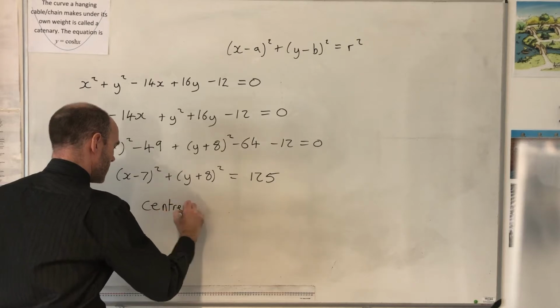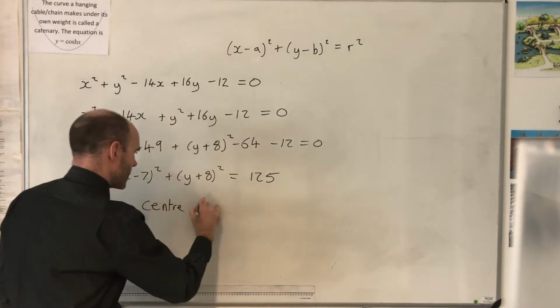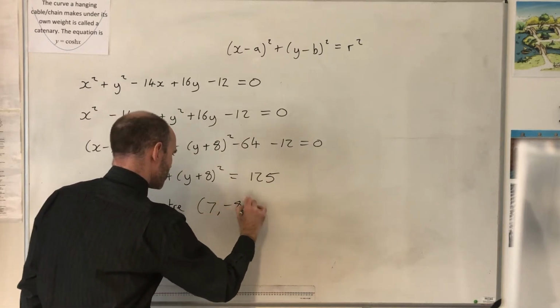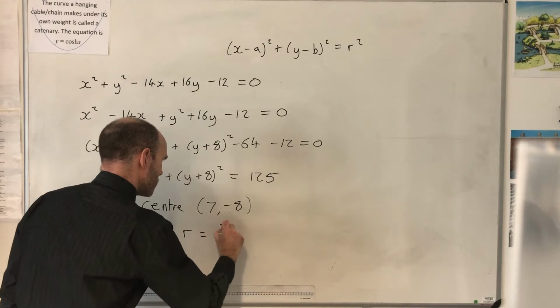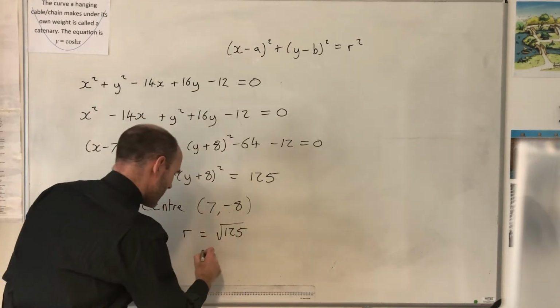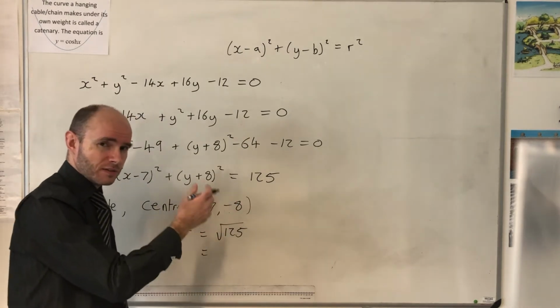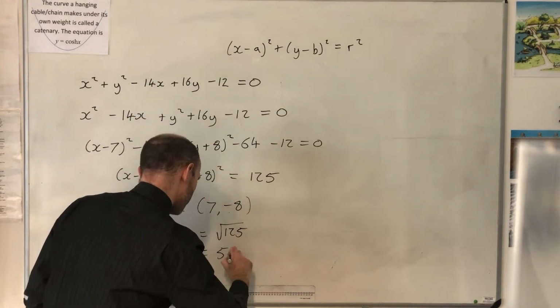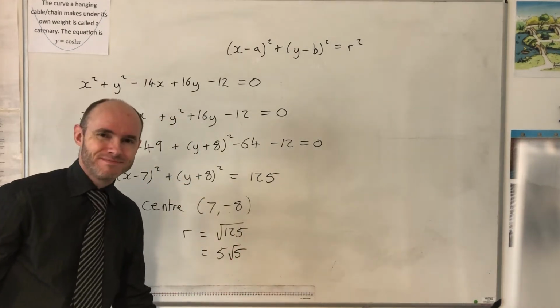the circle, actually I'm going to specify this is a circle, and the centre of the circle is (7, -8), and I'll put down the radius of the circle is, well, I'm just going to leave it as √125 for the time being. Simplify that, so that's going to be 5 times √25. So 5√5. Hope you found that useful.